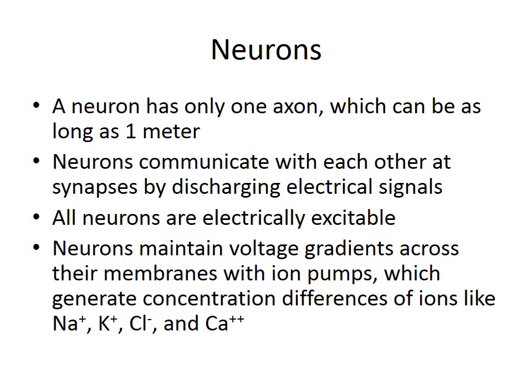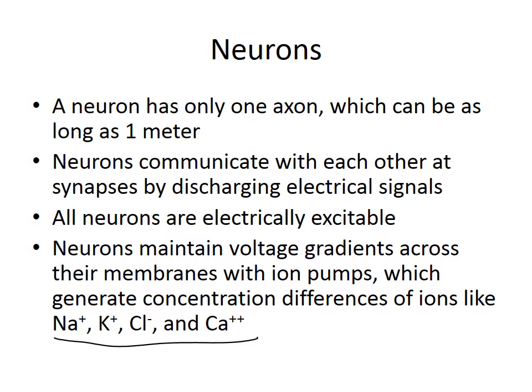And how do you get a current? Well, you have positive and negative ions, and that is how you send a current. So neurons are talking in ions, and that is what generates the current. Neurons maintain voltage gradients across their membranes with ion pumps, which generate concentration differences of ions like sodium, potassium, chloride, and calcium. These are the 4 ions that help us talk in electricity in our body cells.